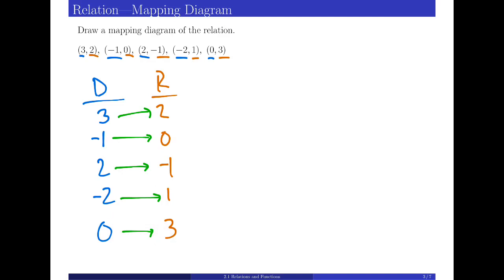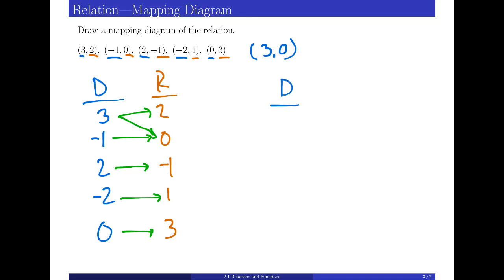Now let's say we had another point that was (3, 0) in this relation. Then that would mean that 3 is also mapping to 0, right? 3 to 2 and 3 to 0. So this is not a function since we have an input going to multiple outputs.